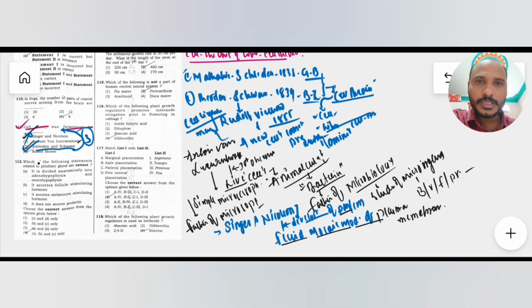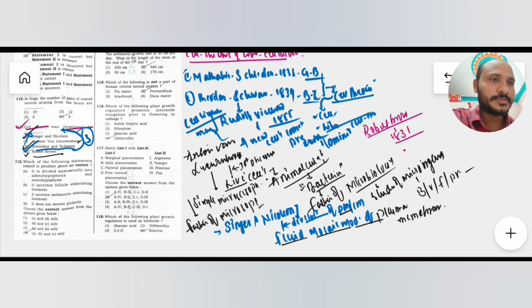And one more, the fourth one, Robert Brown. In 1831 Robert Brown discovered the nucleus. Very important. He discovered the nucleus in orchid plant root cells.